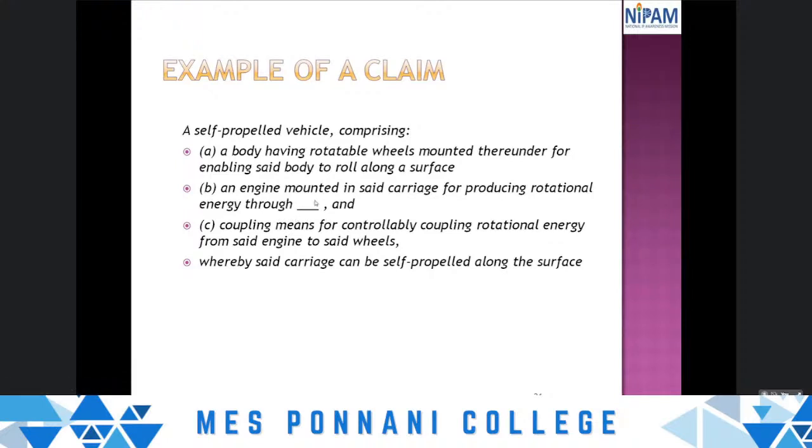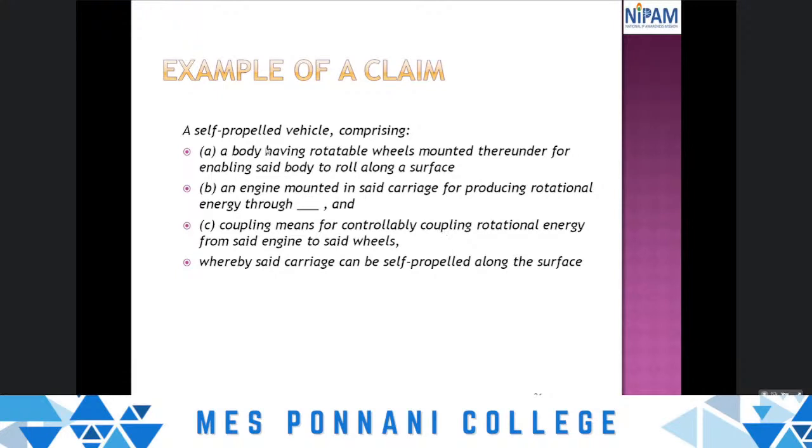So here, whatever mechanism this engine is using, you have to mention that. For example, if it is using an internal combustion engine, then you can write here through the combustion of this fuel, or whatever mechanism. If it's an electric vehicle, then you have to list that particular feature here. Then the third is coupling means for controllably coupling rotational energy from said engine to said wheels.